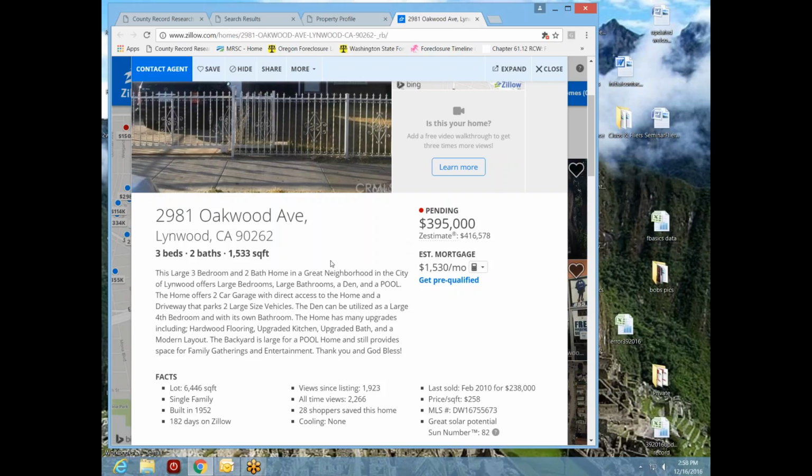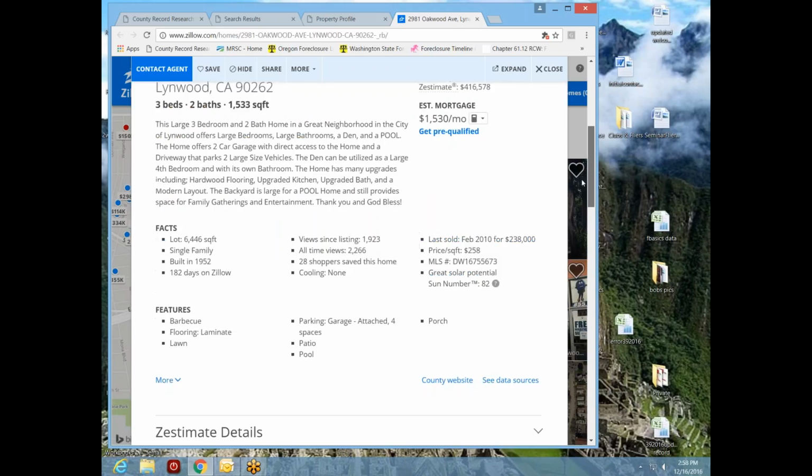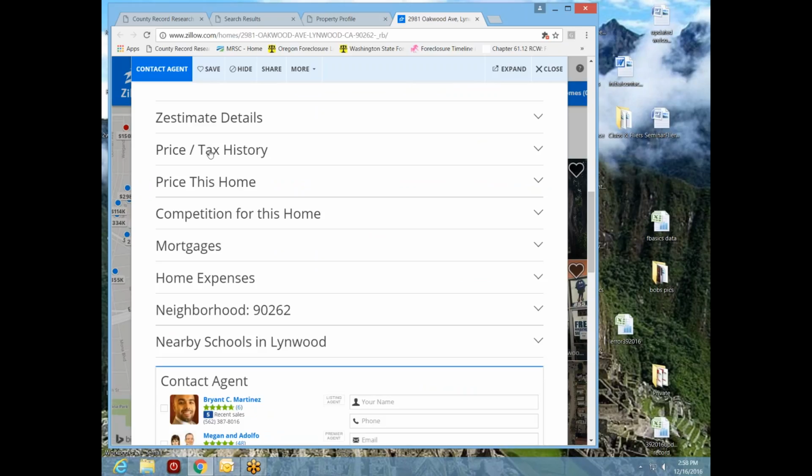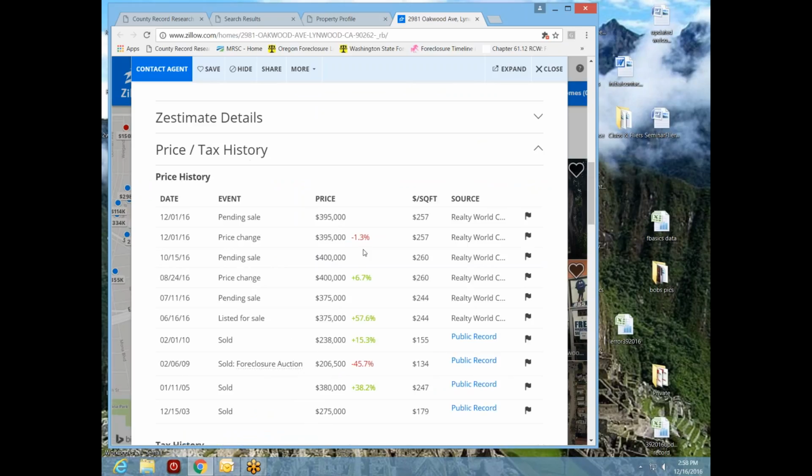All right, there is information here on Zillow. Now if I scroll a little further down, I can hit the price tax history just to see what happened here. And this is another source of information. They actually started listing the property back in June of this year. They listed it with Realty World at $375,000. And then it looks like in August they raised the price from $375,000 to $400,000, kind of an unusual move, but okay. And then in December here they dropped it back down to $395,000. Okay, that's kind of an unusual pattern.